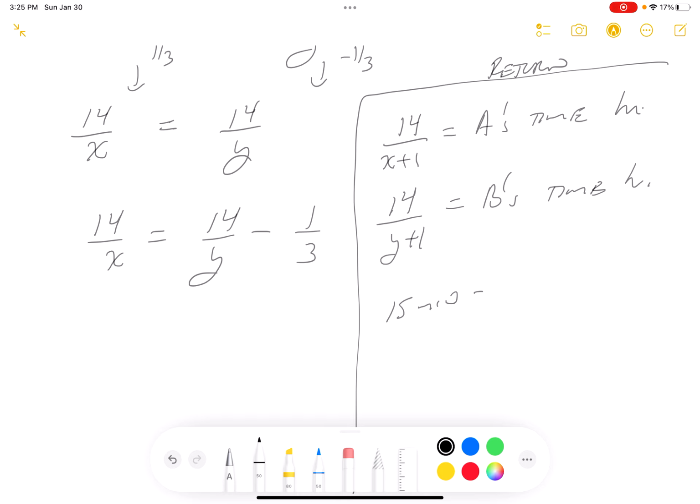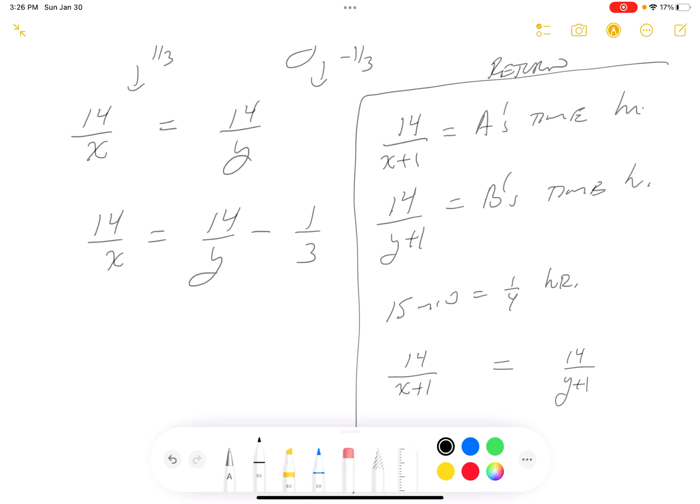15 minutes is 1/4 of an hour. So again, someone says, what do you want to do? I want to write an equation down of equality. So A's time is 14 over x. I'm equating times, by the way. x plus 1. And I'll put this over here. And B's time is 14 over y plus 1.